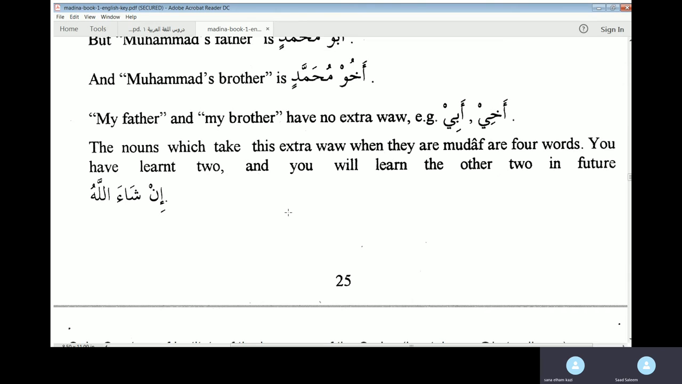The nouns which take this extra vowel when they are mudaf are four words. You have learned two and you will learn the other two in future.